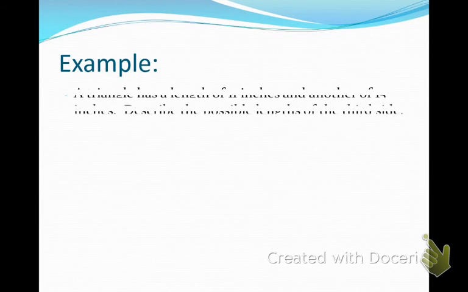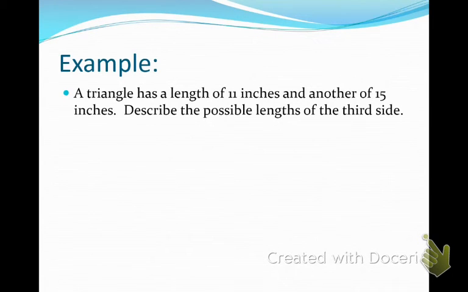The triangle has a length of 11 inches and another of 15 inches. Describe the possible lengths of the third side. All right, let's do what we just talked about. What would that x be? We've got x is going to be in between two values.